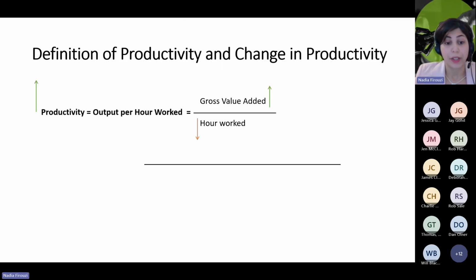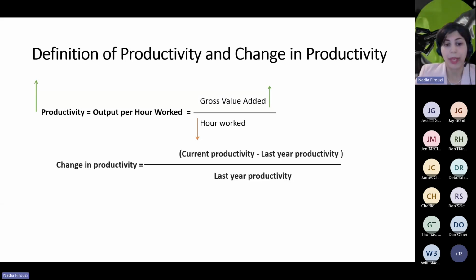Let's look into the definition. Productivity is defined as output per hour worked, calculated by dividing gross value added, GVA, by hours worked. However, changes in productivity are measured by comparing current productivity to the previous year or previous period of productivity.